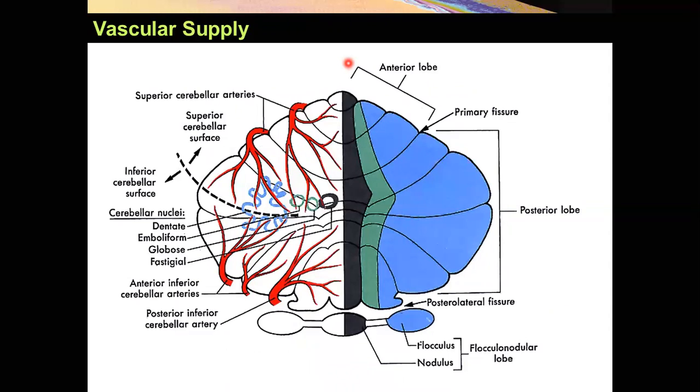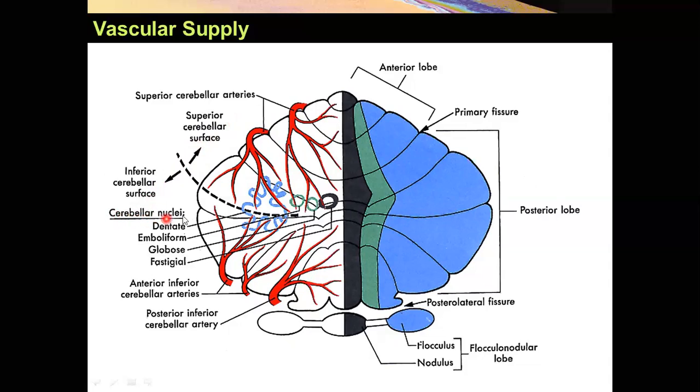Okay, you see which artery supplies which part of the cerebellum. This is the superior cerebellar artery. Here is the posterior inferior cerebellar artery. This is the area supplied by AICA, and the area supplied by PICA. This area is supplied by the SCA, superior cerebellar artery. Here is the superior cerebellar surface, and here is the inferior cerebellar surface.